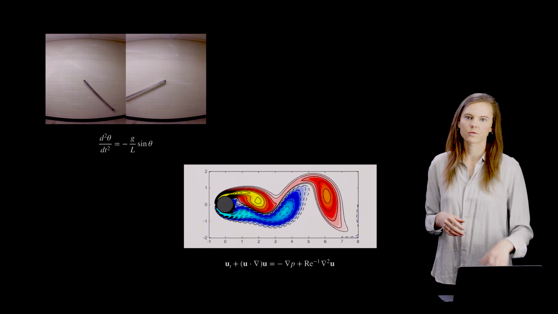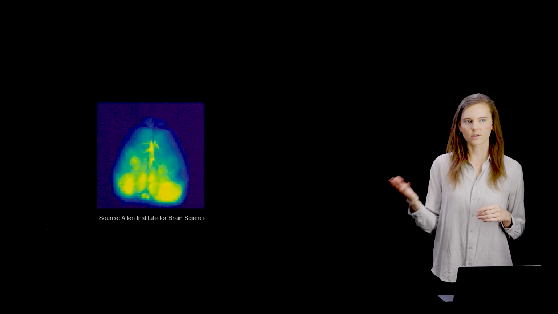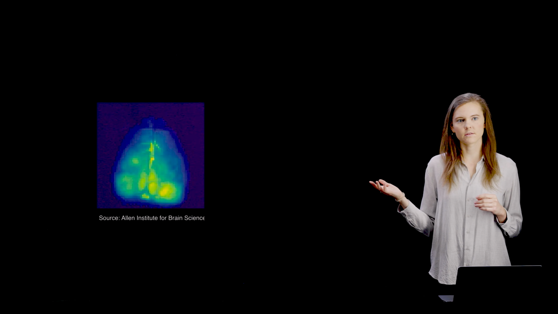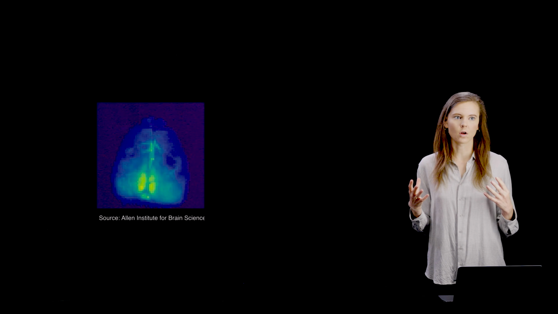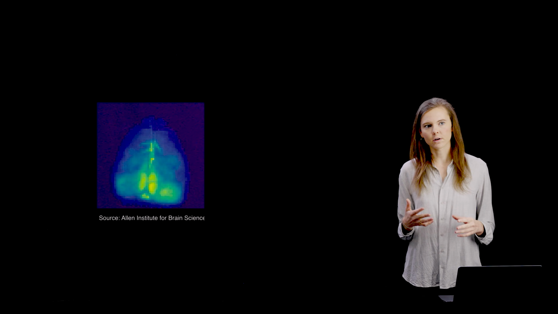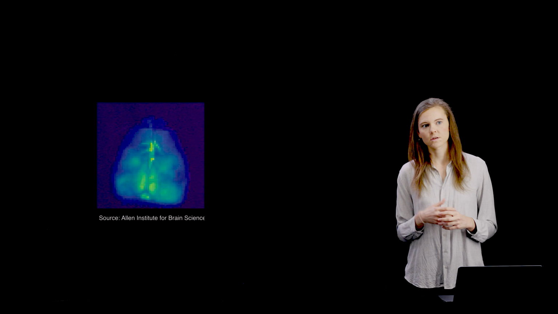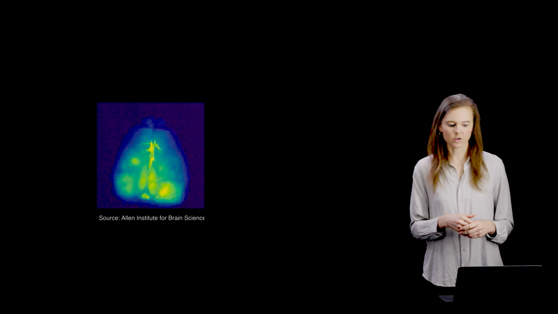However, there are many systems for which we do not have a known set of governing equations. For example, this video here shows activity in a mouse brain. We don't have a clear known set of governing equations that describes the overall activity seen in the brain, and deriving such an equation from first principles has proven very challenging. So this motivates methods for discovering such governing equations from data, and particularly from high-dimensional data sets that are now becoming more readily available, such as this one.